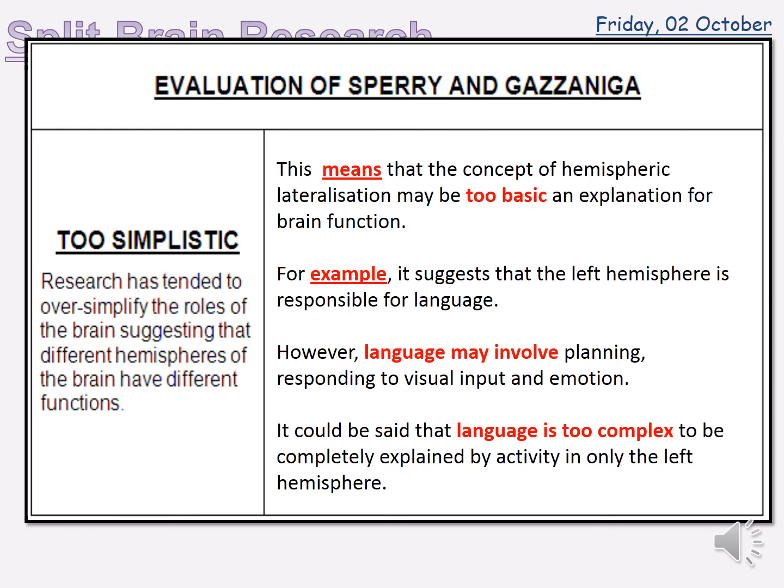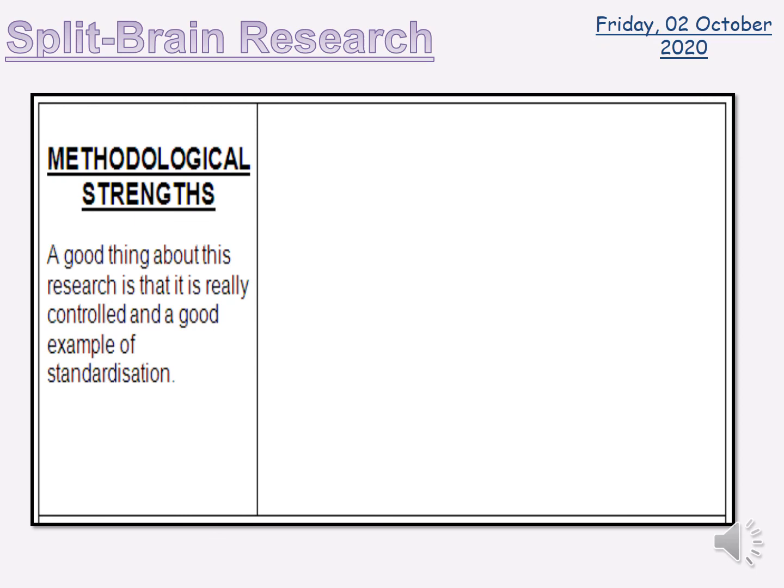So it suggests that the left hemisphere is responsible for language. However, we know that language may involve planning, responding to visual input and responding to emotions. So it could be argued that language is too complex to be completely explained by the activity only in the left hemisphere.